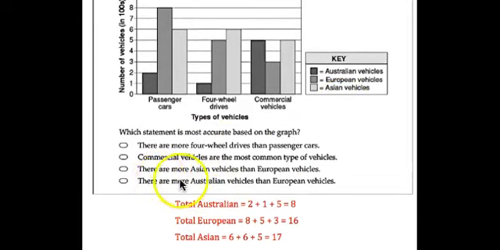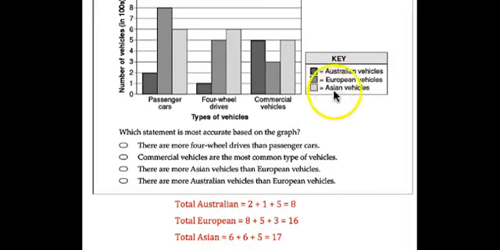And then the last statement, there are more Australian vehicles, which is the darkest shading, than European, which is the medium shading. That one is obviously not true. There are not more Australian than European. That's pretty obvious when you just look at the graph. All right. So the Australian one we don't really need. We need to see whether there are more Asian than European.